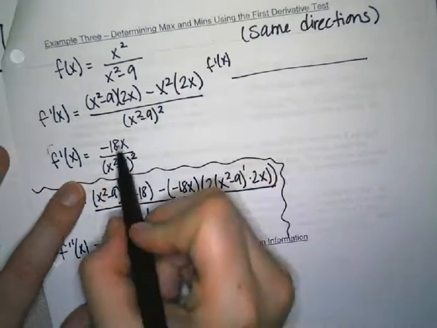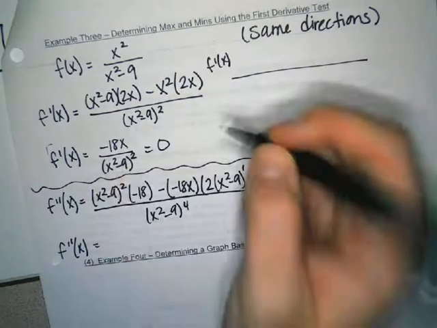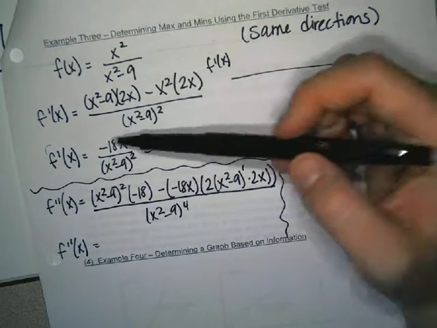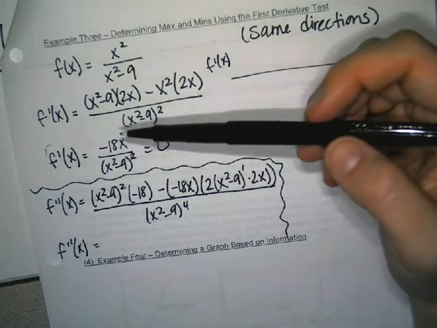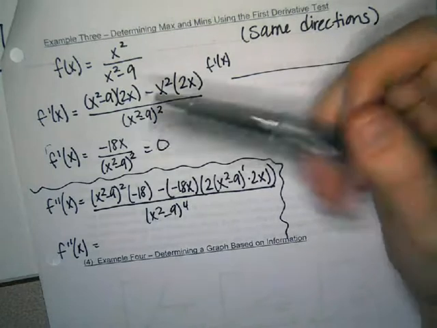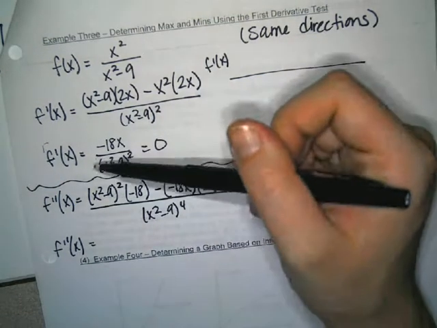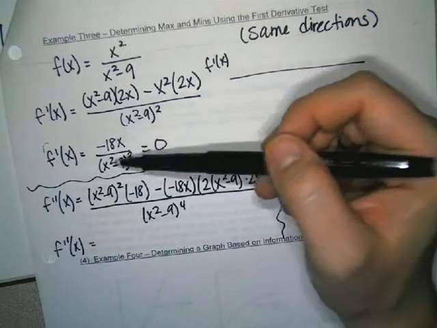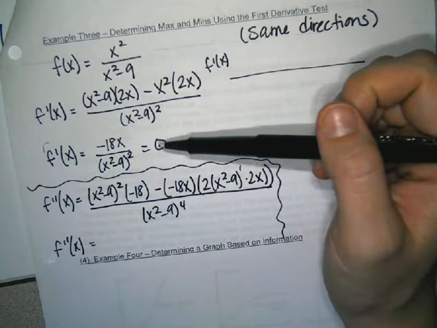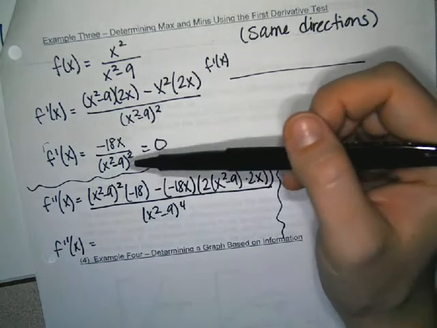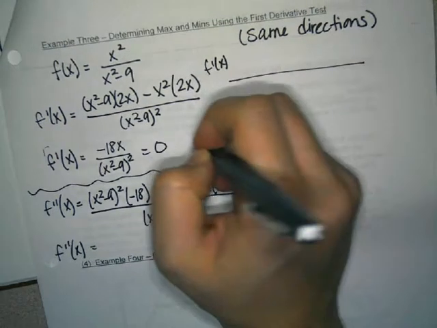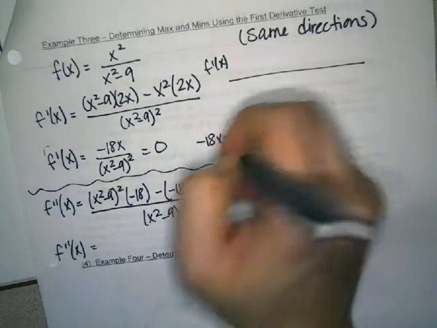So if I set this equal to 0, the great thing about having a quotient like this is normally to get rid of a quotient, we'd multiply both sides by whatever the denominator is. But because you're setting it equal to 0, when you multiply both sides by x squared minus 9 squared, it cancels it completely out because 0 times this would just be 0. So you really end up just getting negative 18x equals 0, so x equals 0.